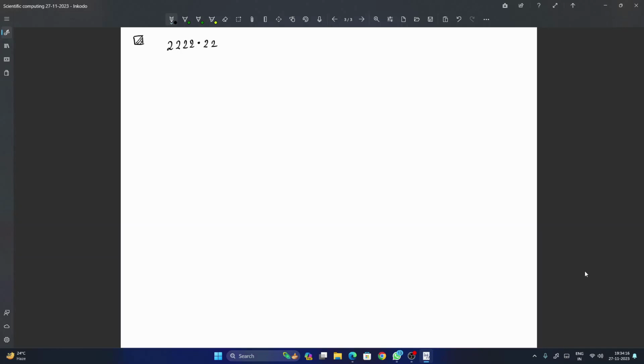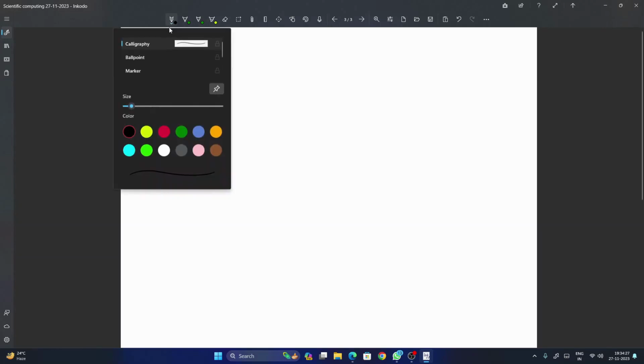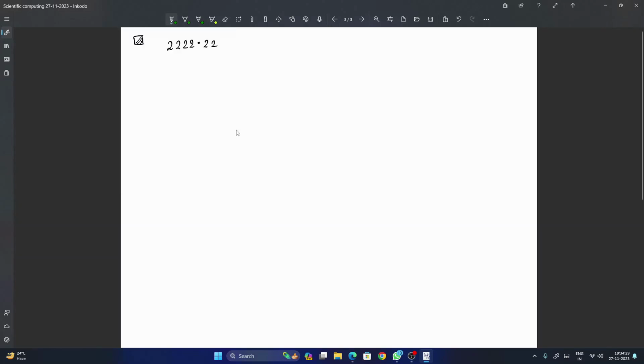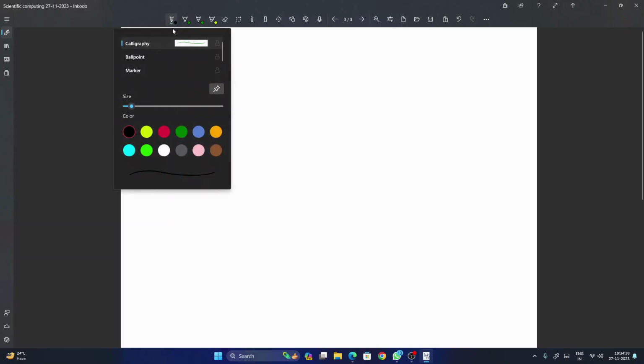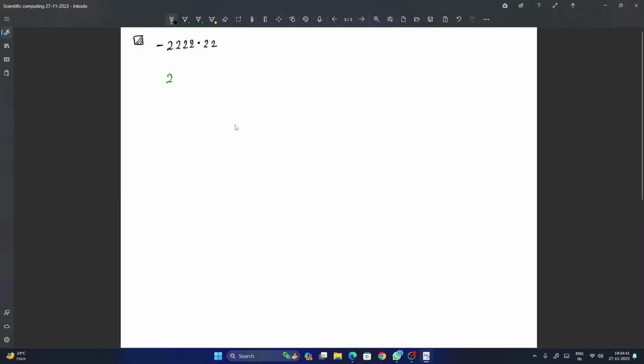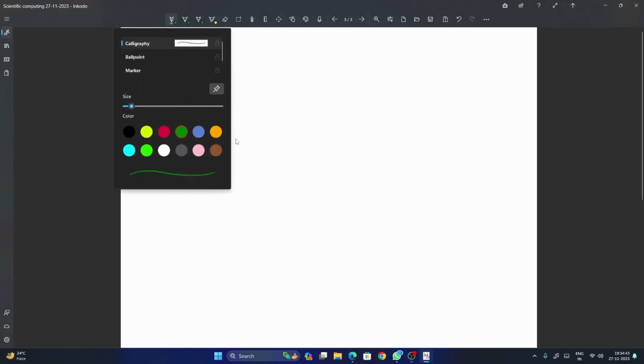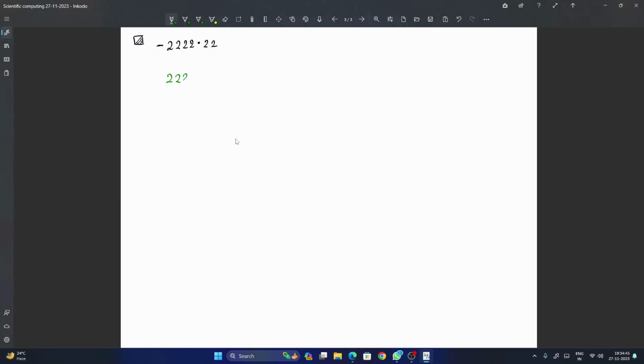Okay, and we will convert it in the binary format. So first of all, what do you have to do? First convert it to the binary form. I think all of you know how to convert it to the binary form. First take this portion. You can take a negative sign also here, and it will be better so that we can give the sign also there. Now just take this 2222 and convert it to the binary form.